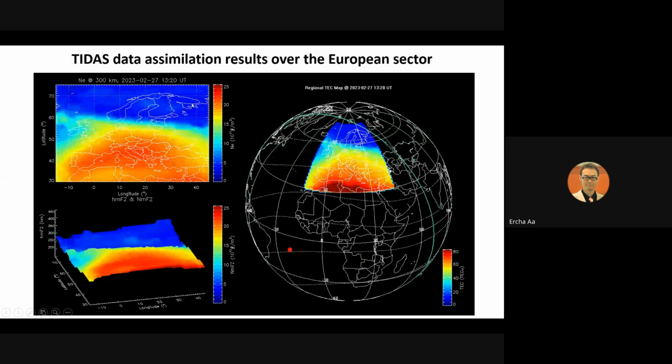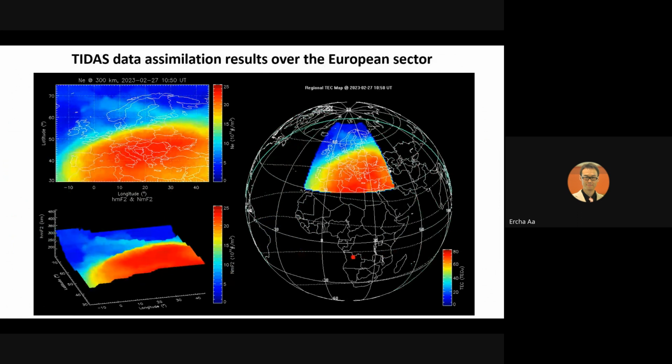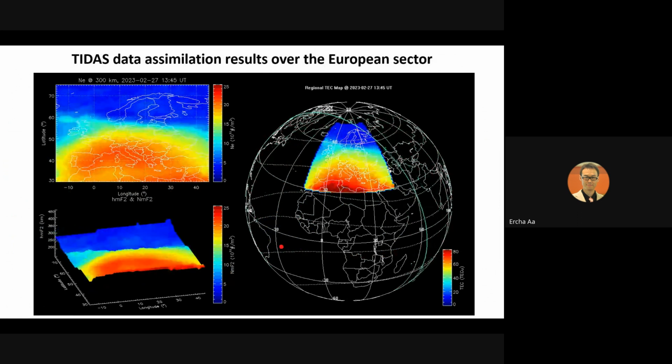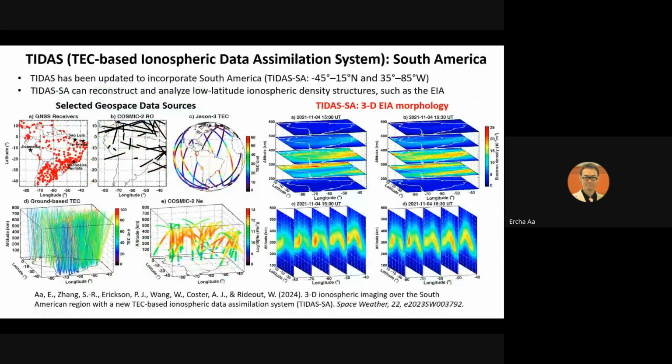And there are also some mesoscale structures. So regional data assimilation systems can provide us with these dynamic features. That's the second version of TIDAS over Europe. And last but not least, we developed a third TIDAS version over South America. Because over the equatorial and low latitude regions, we also have very large density gradients, especially the equatorial ionization anomaly. So we hope this TIDAS can help us address the 3D phenomenon over there.